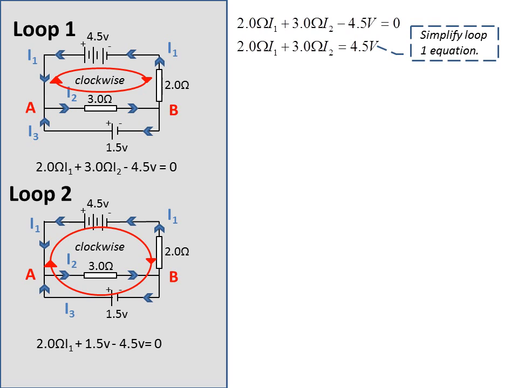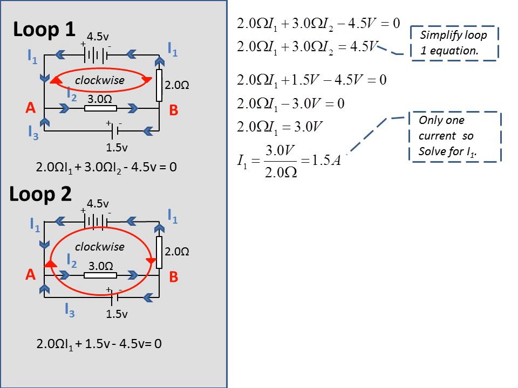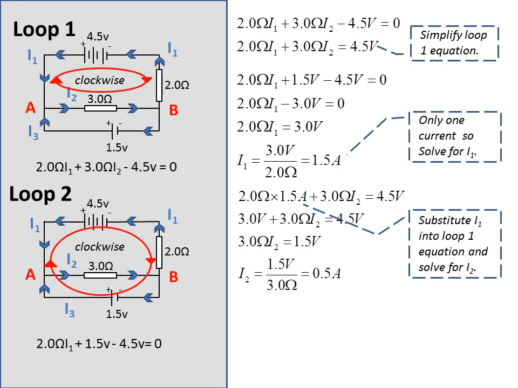Okay, now you've seen that I've solved for I1. I can take this value of I1 and substitute it into my original loop 1 equation. So instead of 2 ohms I1, it's now 2 ohms times 1.5 amps. That gives me 3 volts plus 3 ohms I2 equals 4.5 volts. Rearranging that, I get I2 equals 1.5 volts over 3 ohms. I2 equals 0.5 amps.